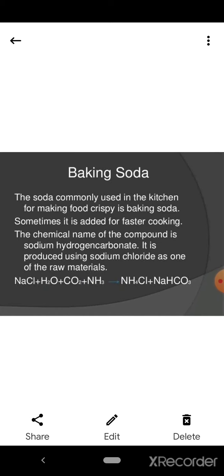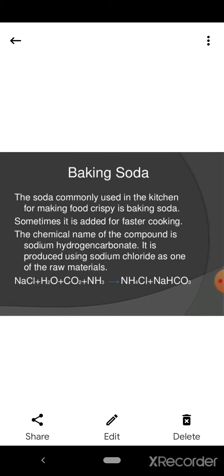Baking soda we use commonly in our kitchen for making tasty, crispy things. Sometimes it is also added in order to speed up cooking. The chemical name of baking soda is sodium hydrogen carbonate, that is NaHCO3. It is produced using sodium chloride as one of the raw materials.